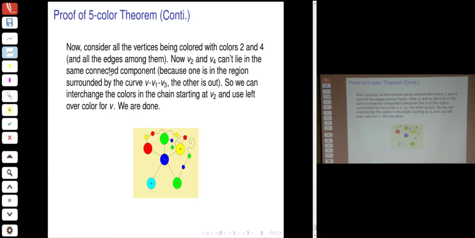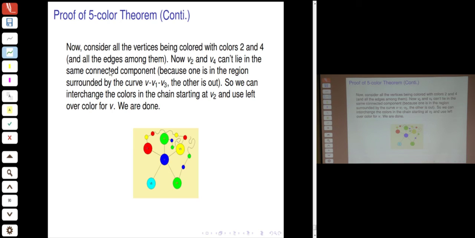Now we have this curve, the red and yellow surrounding here. Now we consider the other pair, V2 and V4. We want to do the same thing, so you look at the subgraph generated by using color 2 and color 4. Because you have a closed curve here, and V2 is inside the curve and V4 is outside, they cannot be connected. If you connect them, it's not planar. Being planar means there are no edge crossings. So it's guaranteed that the component containing V2 and the component containing V4 are disconnected.